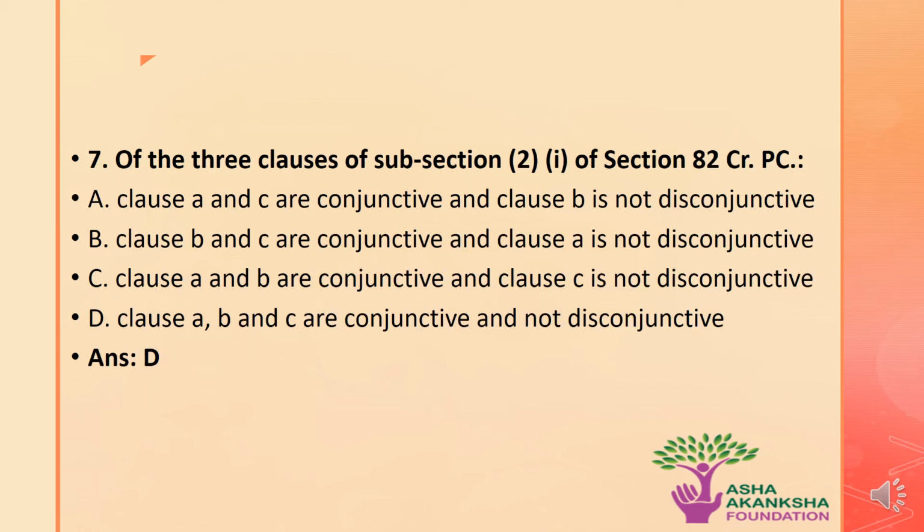Moving on to the next question, that is, out of the three clauses of subsection 2(1) of Section 82 of CrPC, choose the correct option. The options are A. Clause A and C are conjunctive and clause B is not disjunctive. Option B. Clause B and C are conjunctive and clause A is not conjunctive. C. Clause A and B are conjunctive and clause C is not disjunctive. And option D. Clause A, B and C are conjunctive and not disjunctive. The correct answer to this question is option D. That means to say clause A, B and C are conjunctive and not disjunctive.